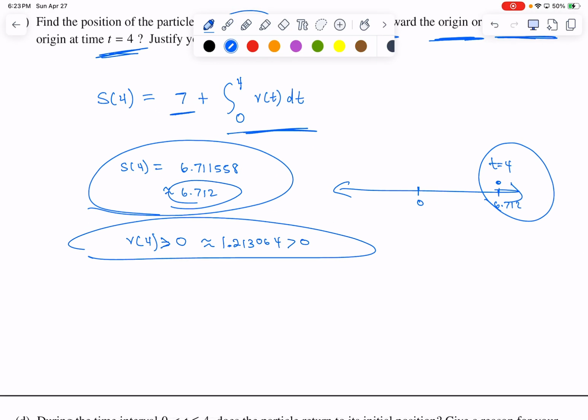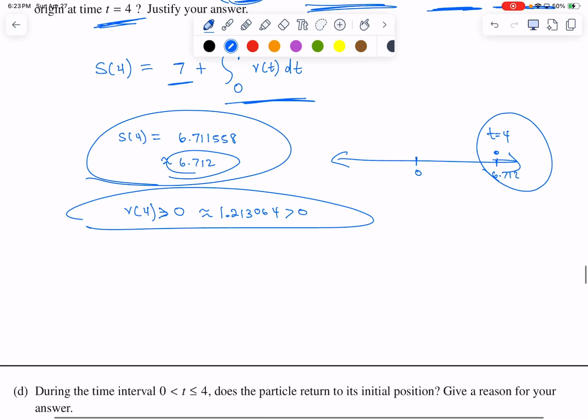Now, here's the only way you get the point. I'm looking at the answer key. It says 1 point for movement relative to origin with justification. So that means you're going to say the particle moves away because x of 4, or s of 4, I used s, so let's just be consistent, s of 4 was positive.